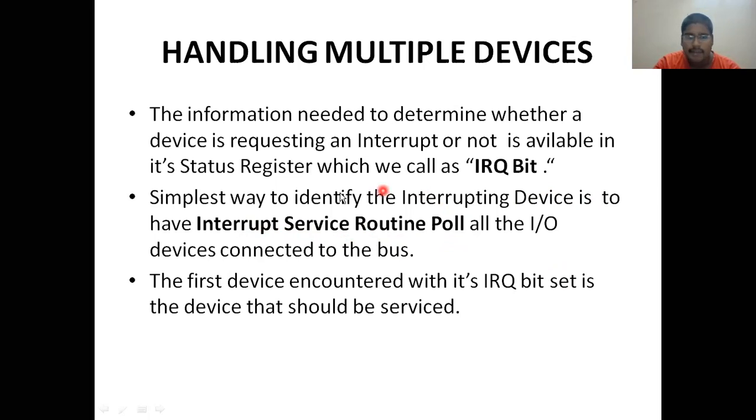See, this is the phenomenon. There is a concept called interrupt service routine poll. What does it mean? It means that the processor will go and check each and every device, sequentially, one by one. Our processor will go to the keyboard and check its IRQ bit, the interrupt request bit. If it is 0, that means there is no interrupt from the keyboard. Again, it will move to the IRQ bit of the mouse. If the mouse's IRQ bit is also 0, that implies the mouse also has no interrupt.